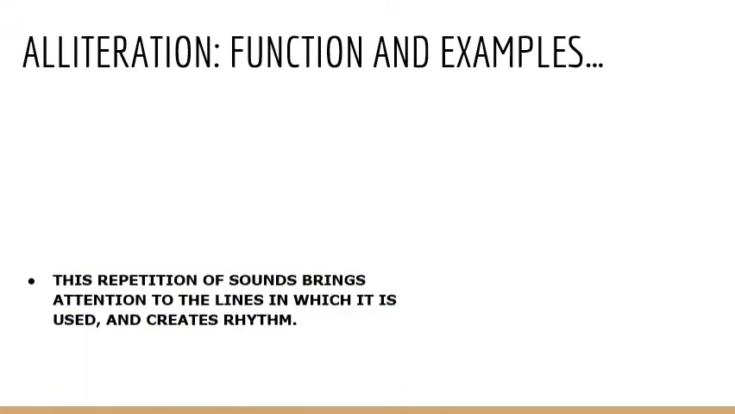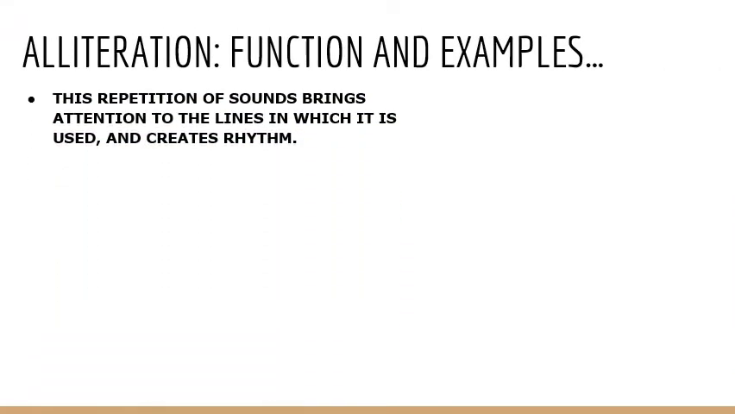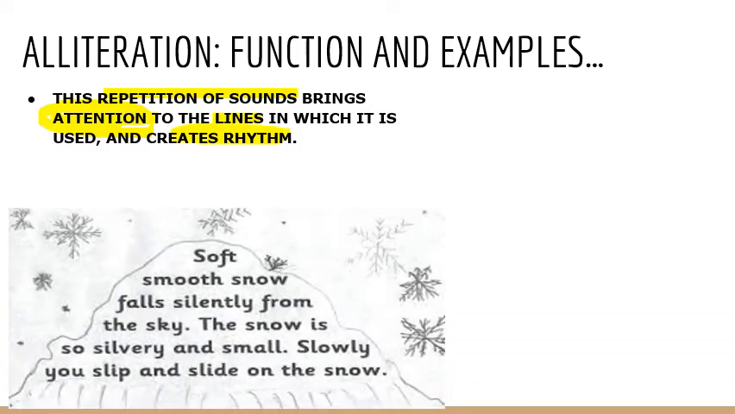Let's look at some of the functions and examples of alliteration. The repetition of the sound maybe is used to draw my attention to a line. Maybe it can also be used to create a rhythm. Let's look at this example. Soft, smooth snow falls silently from the sky. The snow is so silvery and small. Slowly you slip and slide on the snow.